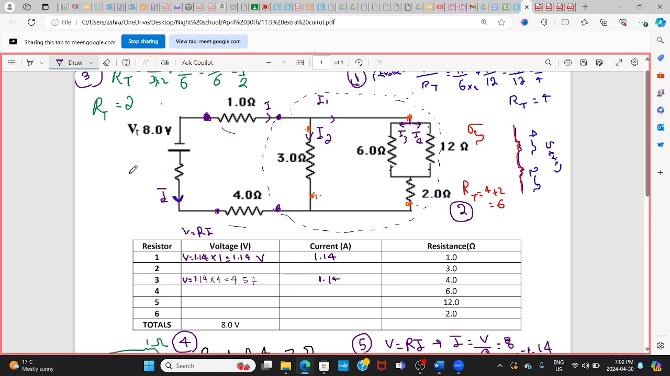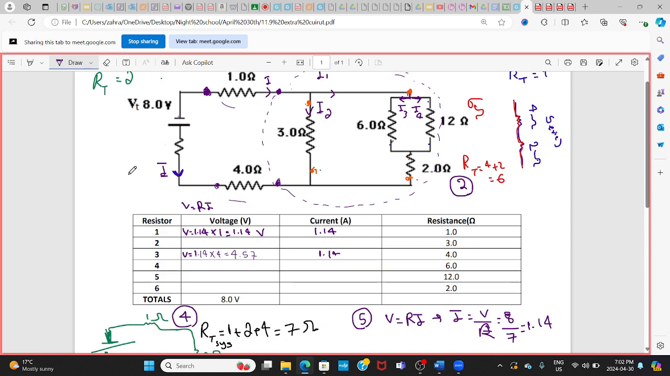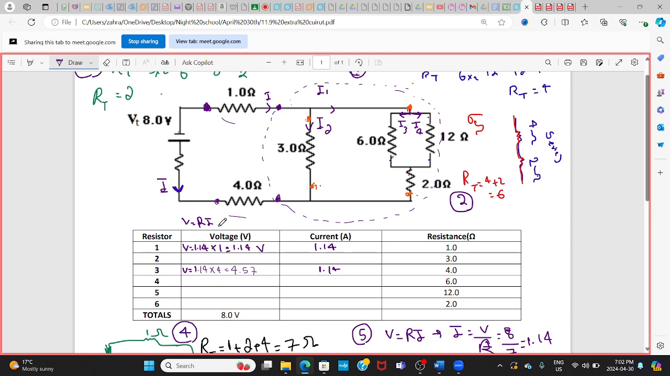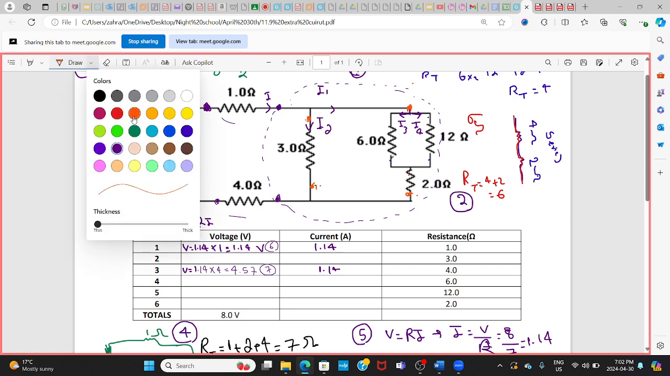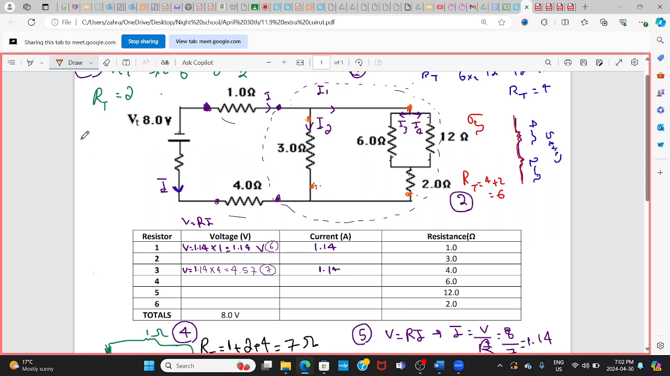So actually, if this is step 5, this is going to be 6, it's going to be 7, step 8. V total of the battery is equal to VR1 plus VR total here that you see, plus VR4. I call it 4, okay?